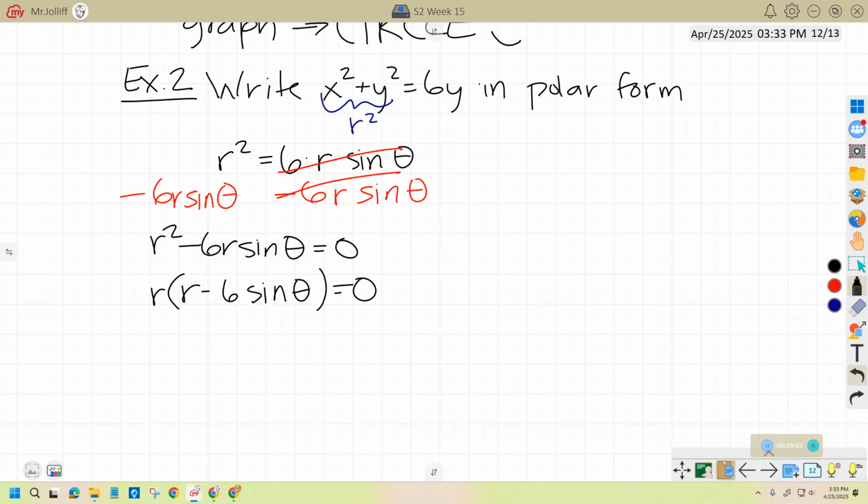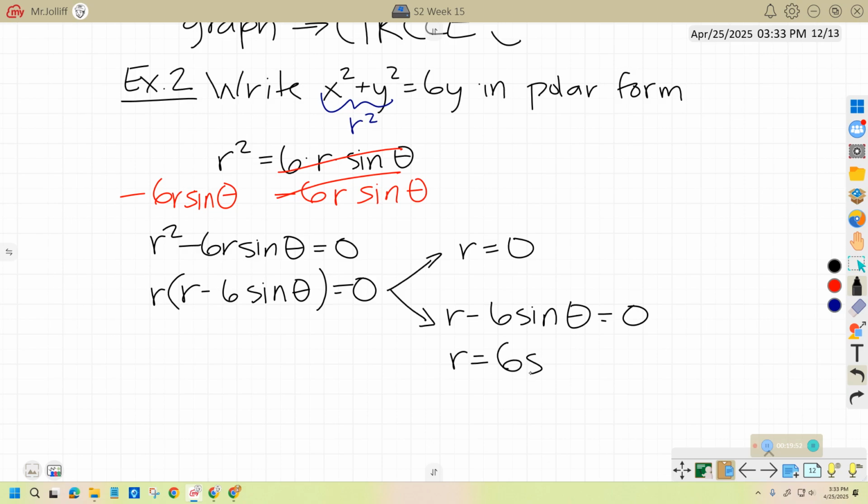And I know that I have my zero product property. If I have something times something equals 0, one of those somethings has to be 0. This gives me 2 equations. First thing equals 0, or second thing equals 0. One of those has already been solved for r. Yay. Second one isn't. It's r minus something equals 0, so I got to add that thing to both sides. So I'm going to add that 6 sine theta, which is going to give me r equals 6 sine theta.